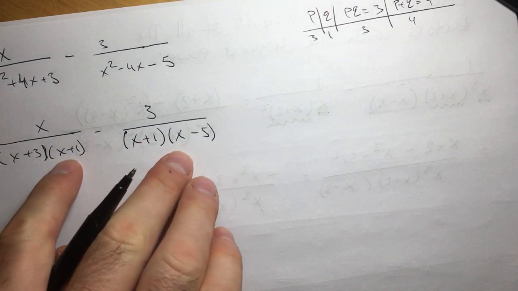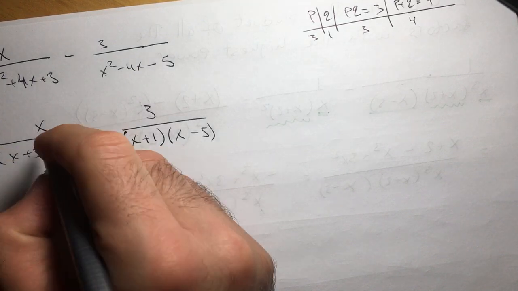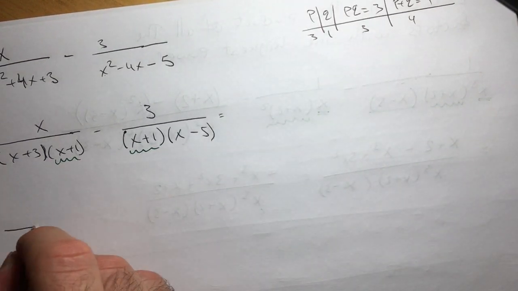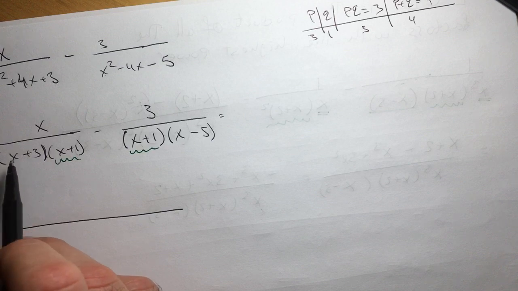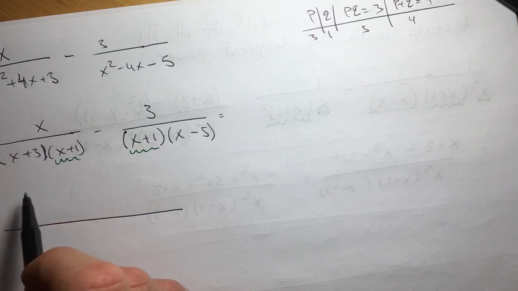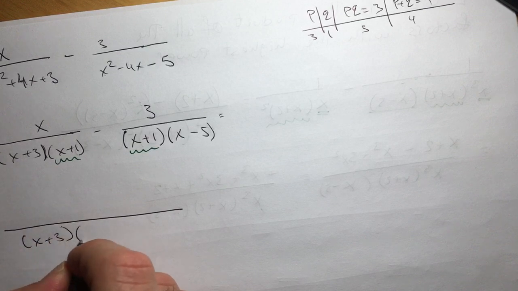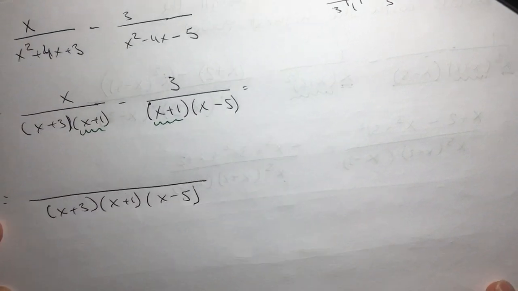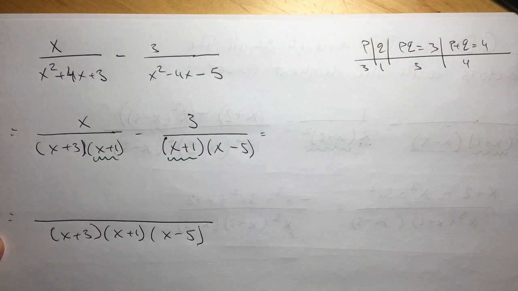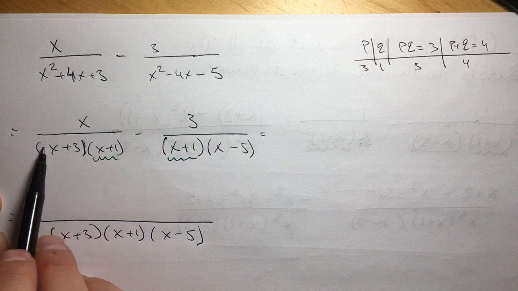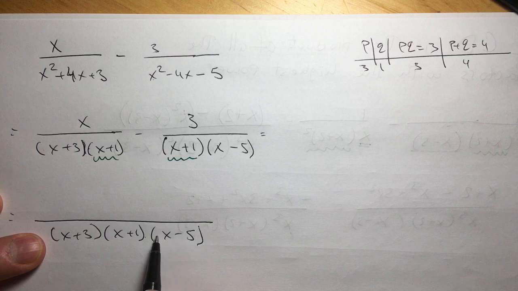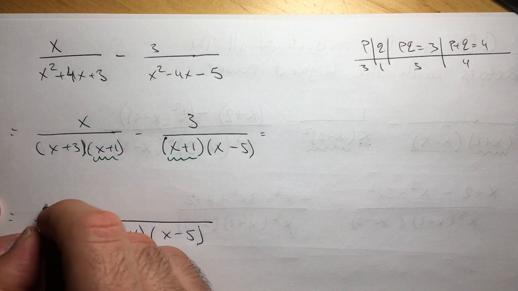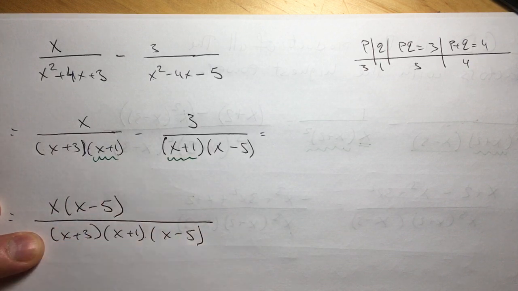Okay, so obviously these two denominators have a common factor. The common factor is x plus 1, in both cases. So I'm taking as a common denominator the highest exponent, the highest power of each factor. So that's x plus 3 times x plus 1 times x minus 5. Okay, so this denominator differs from this denominator by the factor of x minus 5. That means that I have multiplied the denominator by x minus 5, but if I do that, I have to multiply the numerator by x minus 5 also.